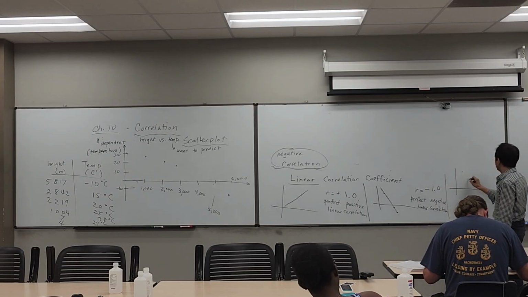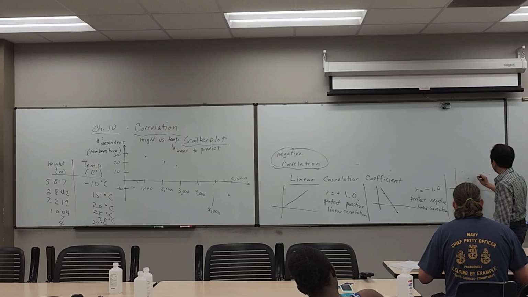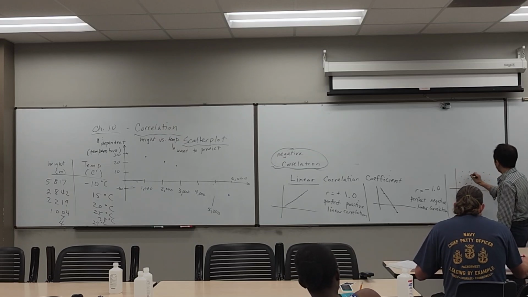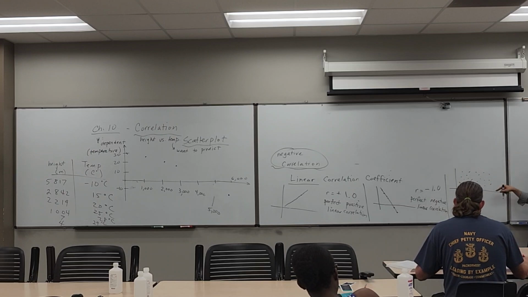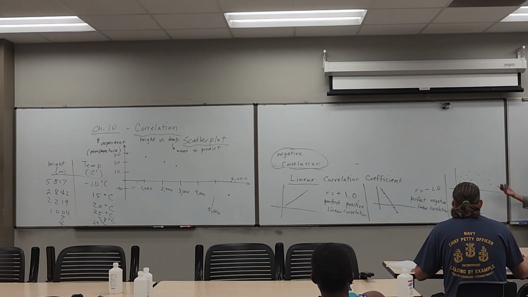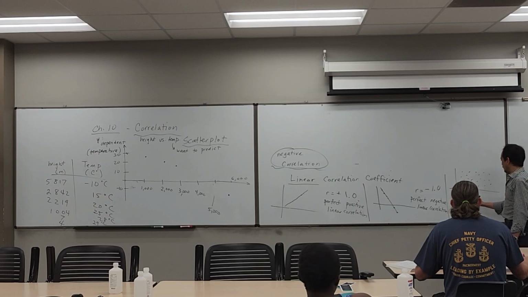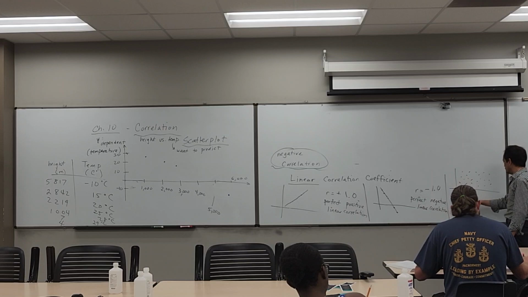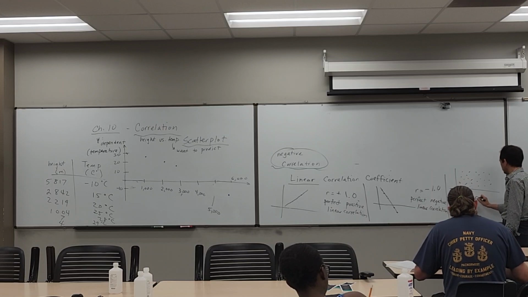And then let's say you had something like this. So as x goes up, is y going up or down reliably? Yeah, neither. So as x is increasing, y is going everywhere. So we say that this has no linear correlation, or the r, the linear correlation coefficient, will be 0.